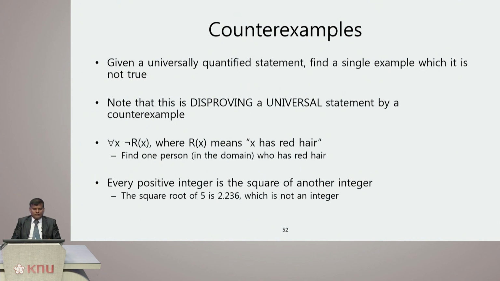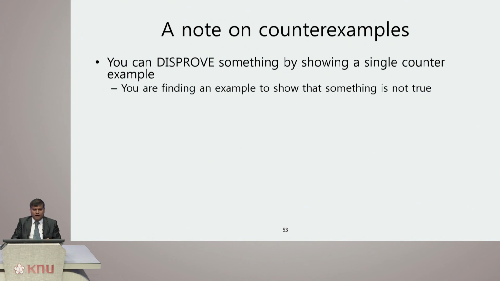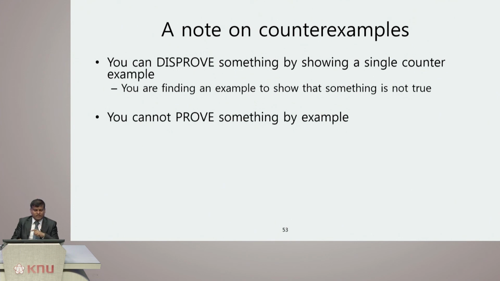Take the statement: every positive integer is the square of another integer. The square root of 5 is 2.236, which is not an integer. So if you just prove one thing, then it's fine. You don't need to prove the whole case, all cases. That's an example of how a counterexample acts. A note on counterexamples: you can disprove something by showing a single counterexample. You can find an example to show that something is not true. Once you show that, you have proved it.